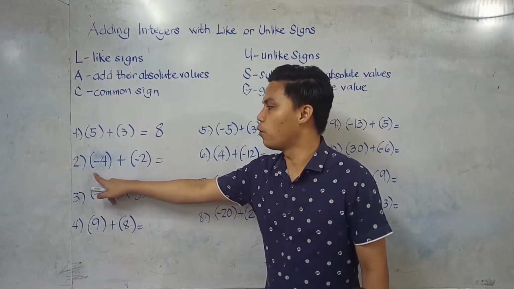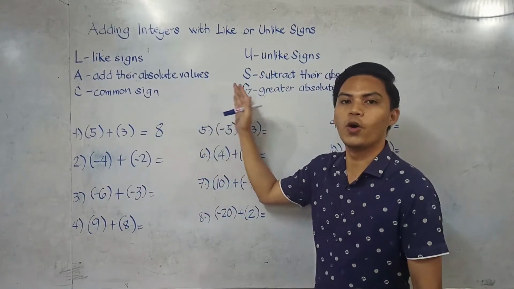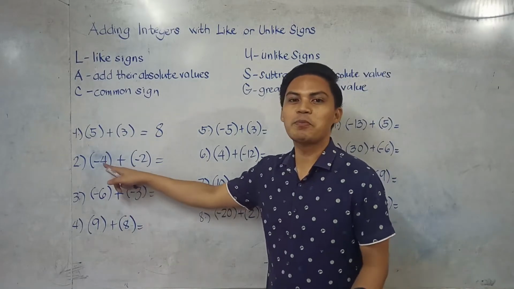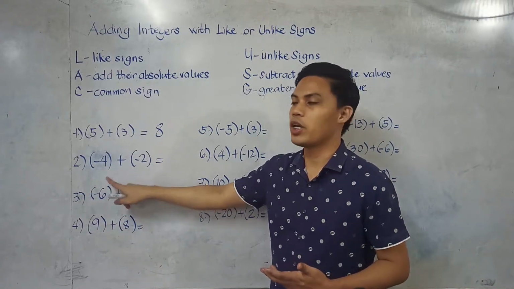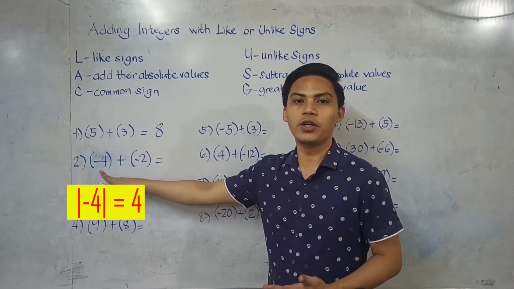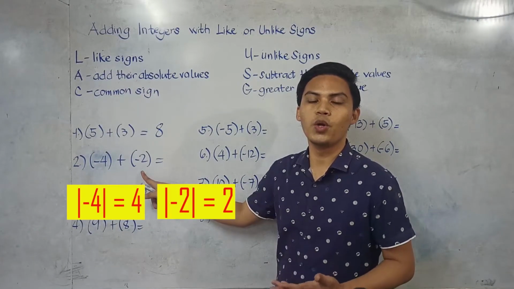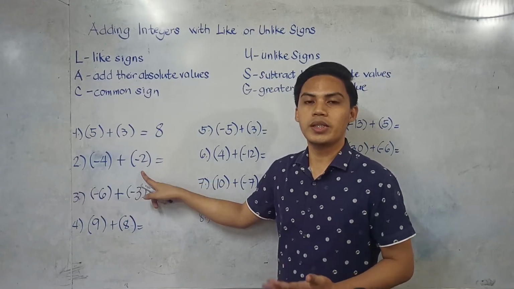We have negative 4 plus negative 2. Again, LAC or USG. So again, we're going to use LAC. Kasi nga para silang negative. After that, we're going to add their absolute values. Anong absolute value ni negative 4? Ang absolute value ni negative 4 is 4. At ang absolute value naman ni negative 2 is 2. So magiging 4 plus 2, that will be equal to 6.